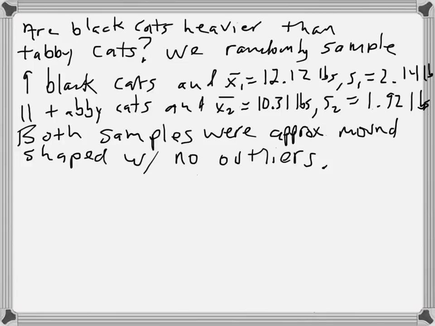We plan to use a 2-sample t interval for mu1 minus mu2 if those conditions are met. Random: the problem states that both samples of cats were chosen randomly. Independent: we can certainly assume that there are more than 9 times 10, 90 black cats, and 11 times 10, 110 tabby cats in the universe. Normal: the problem states that both samples were approximately mound-shaped with no outliers. That should be good to go.